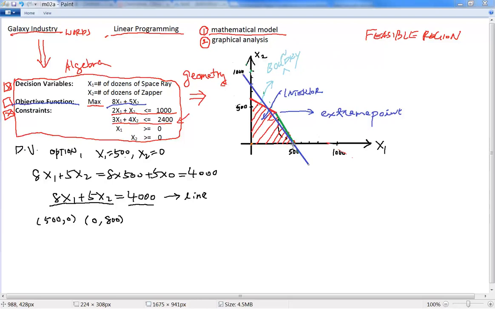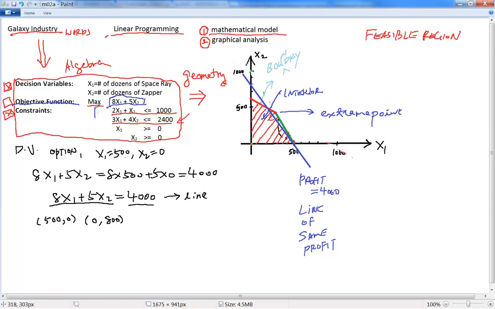There are infinitely many of them, and what they share in common is they all produce a profit equal to 4,000. So I call this line the line of same profit. Now, we have addressed this part of the objective function.